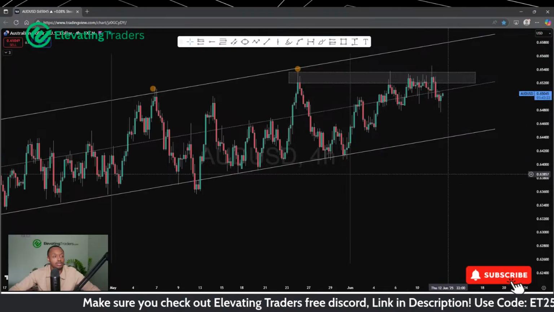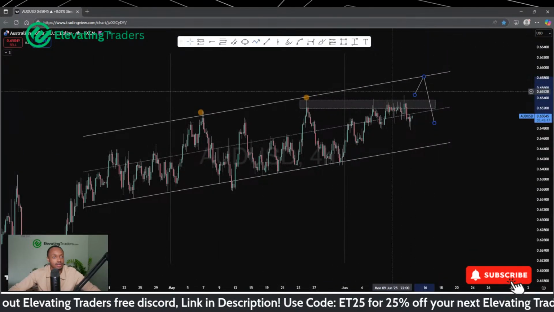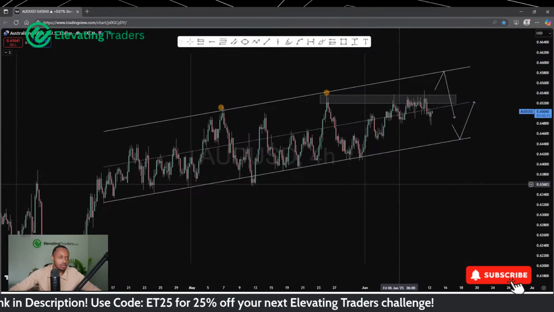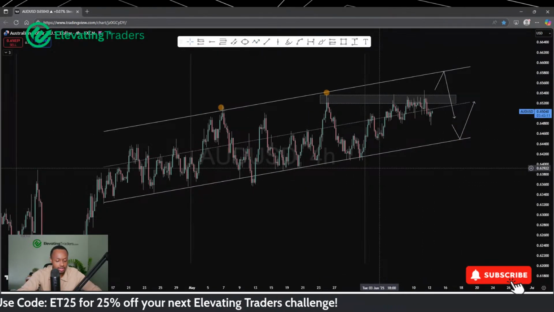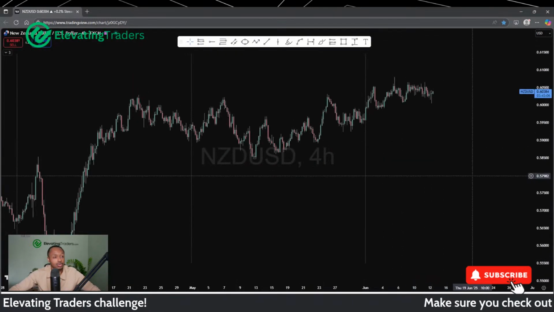For the most part, still very, very sideways. I'm not seeing much here. I think that's the best we can see right now for Aussie. In the middle, it's just very, very chaotic. In terms of New Zealand dollar, same sort of situation.